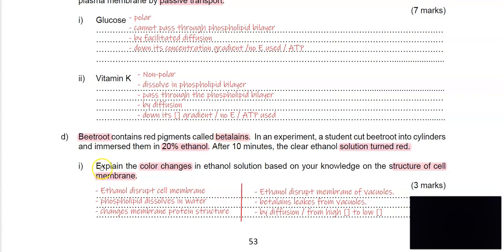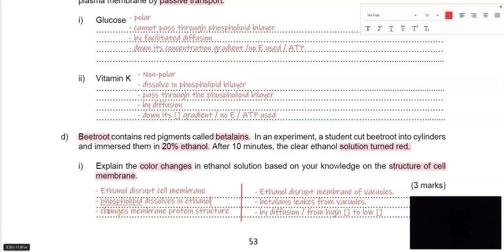By immersing the beetroot into 20% ethanol, the ethanol will disrupt the structure of the cell membrane, or the plasma membrane. This is because the phospholipid, which is the component of the cell membrane, does not dissolve in water but dissolves in ethanol. So please take note of this. I repeat, phospholipid dissolves in ethanol, not in water. Phospholipid dissolves in ethanol.